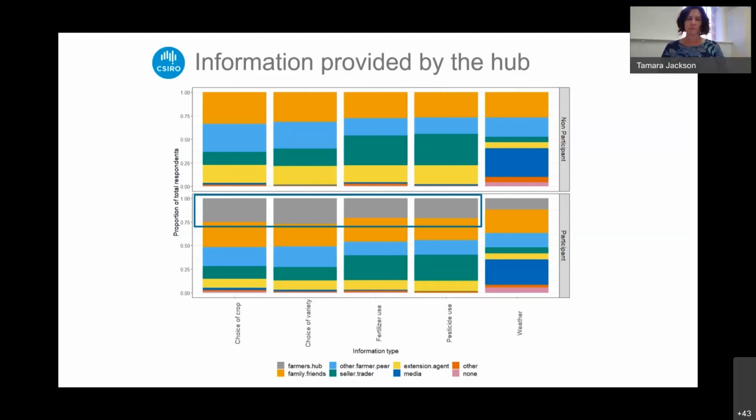And we think there may be an opportunity to use hubs more to distribute agricultural practice change information or help the scale out of agricultural practice change in a more strategic manner. Whereas for non-participants of the hubs, you might use a different type of information channel, perhaps through extension agents.